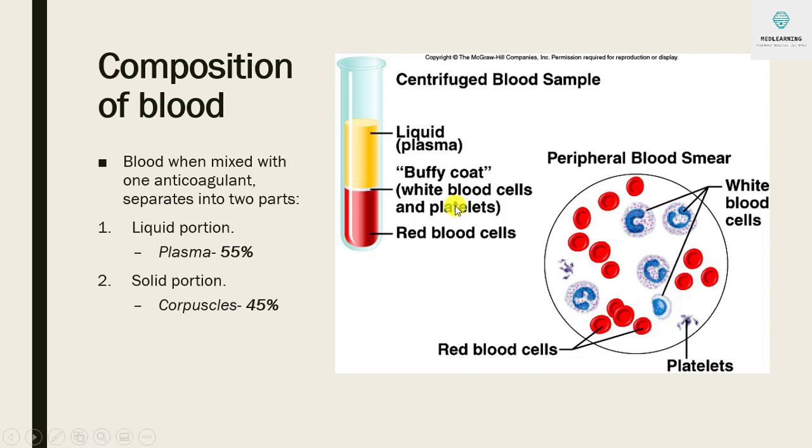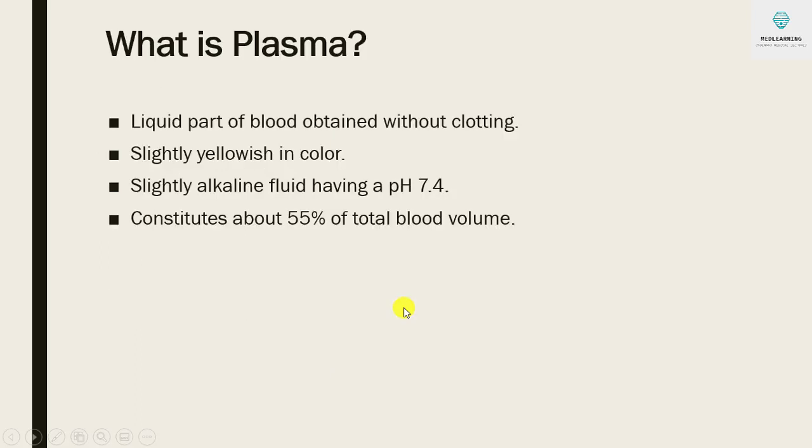If I move to my next slide, I want to talk about plasma. Plasma, as I talked about in the previous slide, is the liquid portion of the blood, which is basically the majority of blood. It is around 55% of the blood component. The pH of plasma is around 7.4, which is slightly alkaline or slightly basic, and it is yellowish in color.